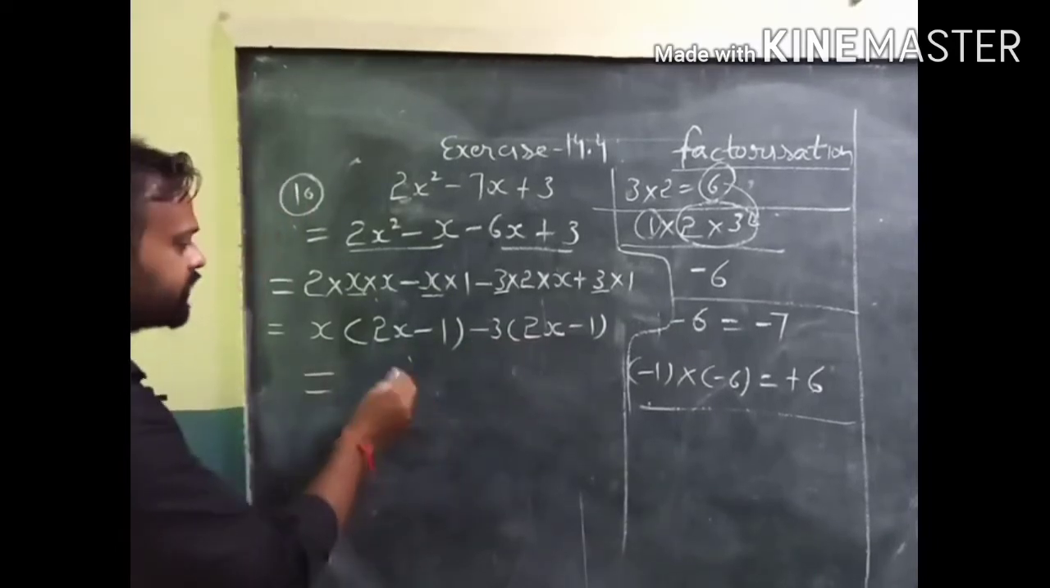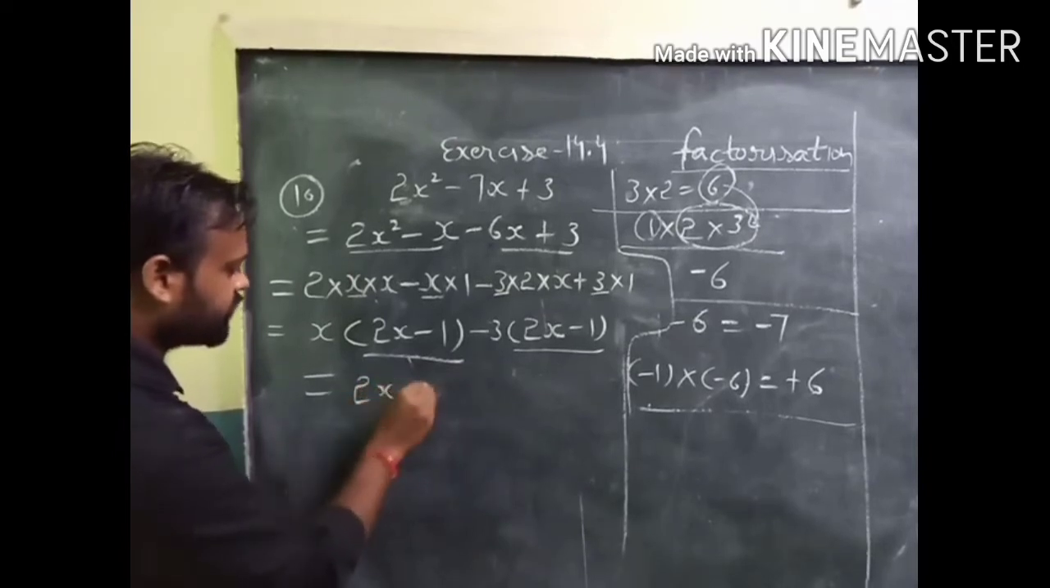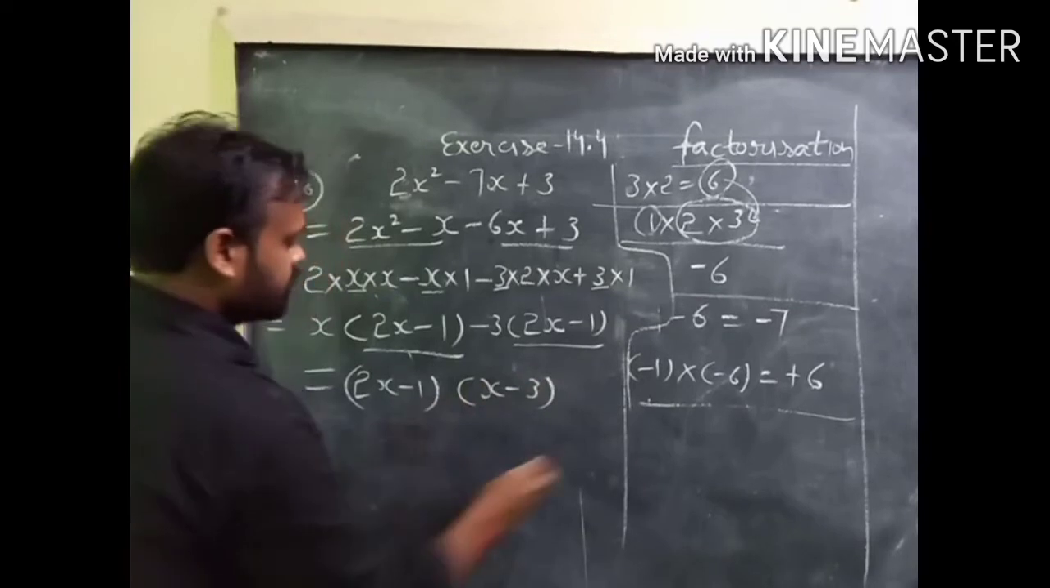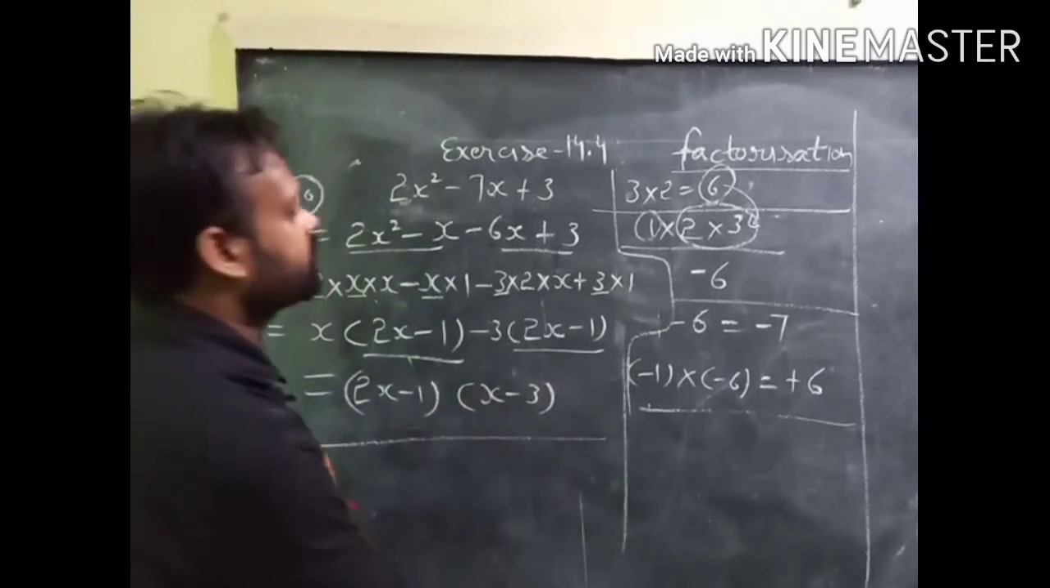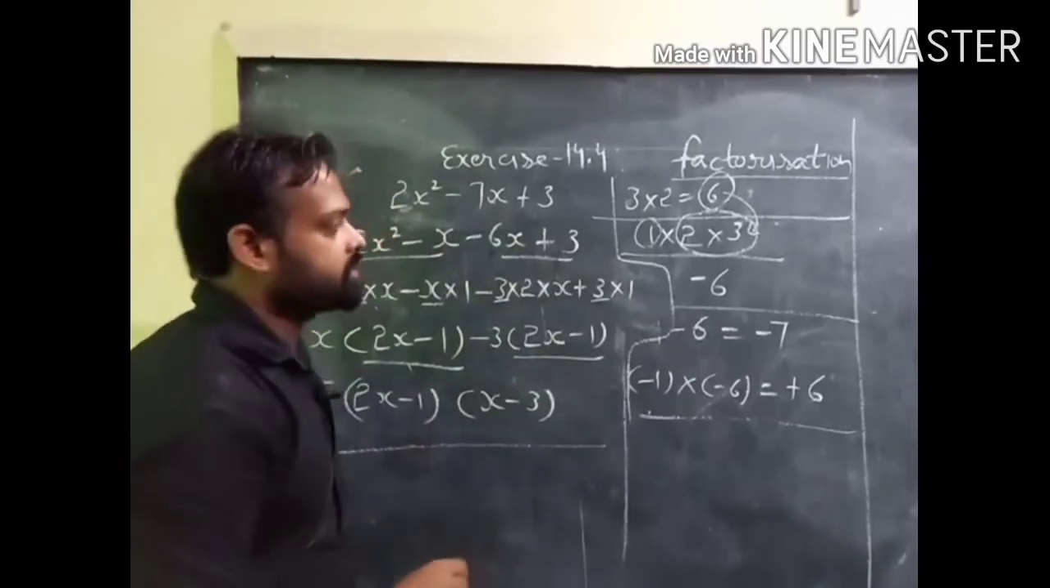So now the next step is this 2x minus 1, this 2x minus 1 is common, so take this 2x minus 1 outside of the bracket, and then this x minus 3. So this way we can find the factors of this algebraic expression. So I hope this is clear to you.